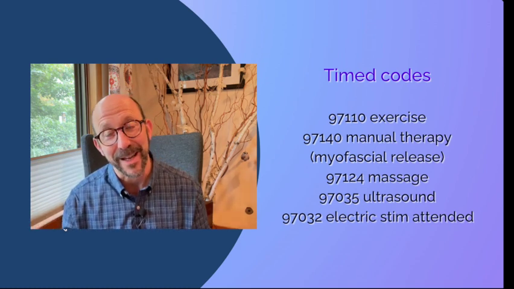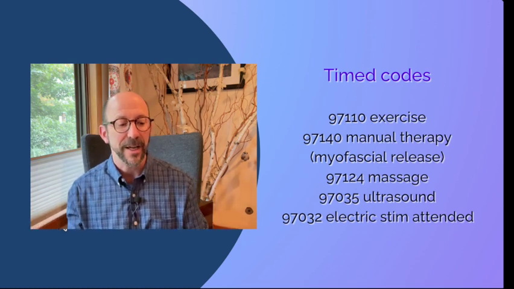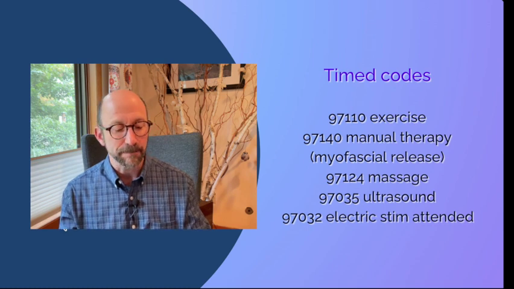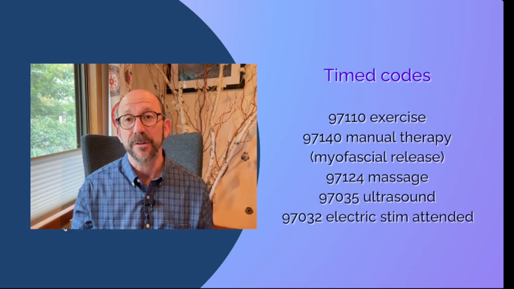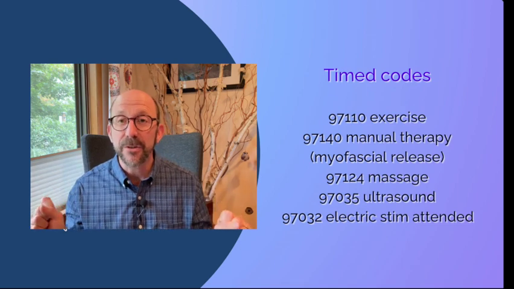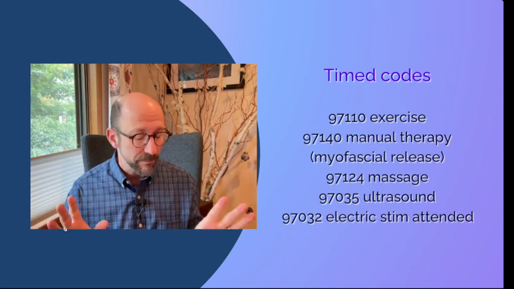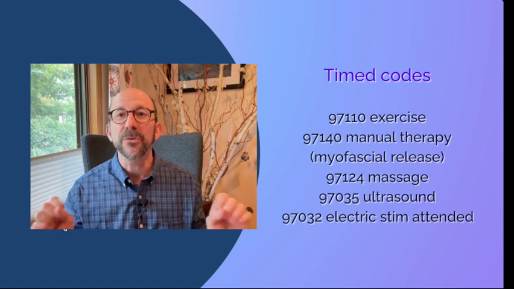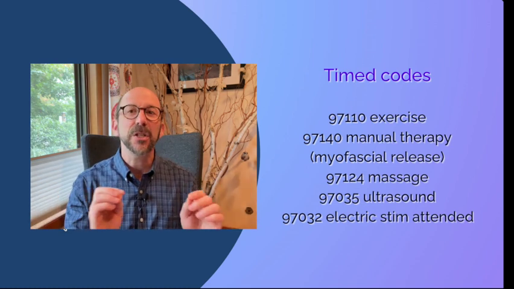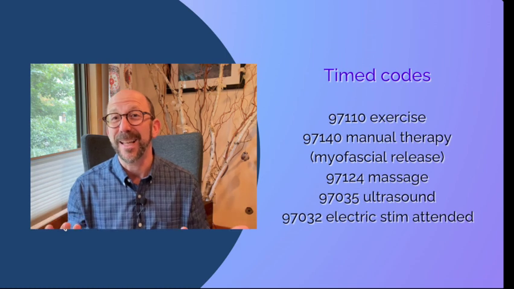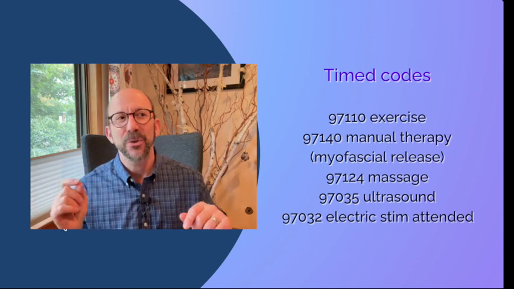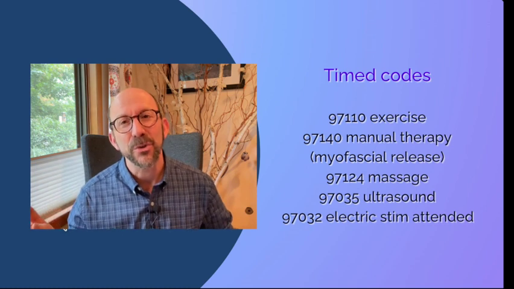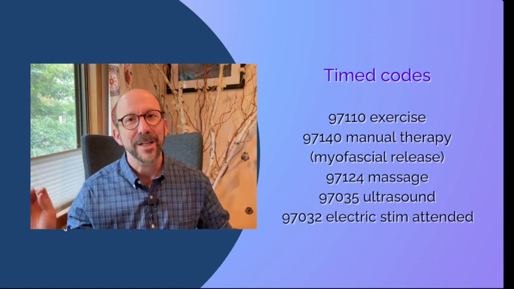Now let's talk about that in a minute, but first let's look at the really common timed therapy codes that chiropractors and physical therapists use. You may use others. These are the main ones. The use of them is the same. You just need to know whether it's timed or untimed and like what it means. I'm just going to take a second here to talk about this code 97112, which is neuromuscular re-education.